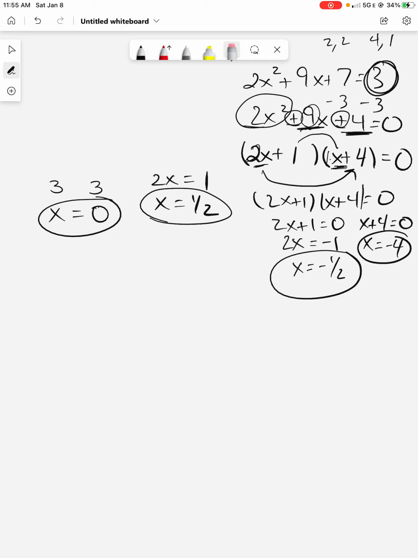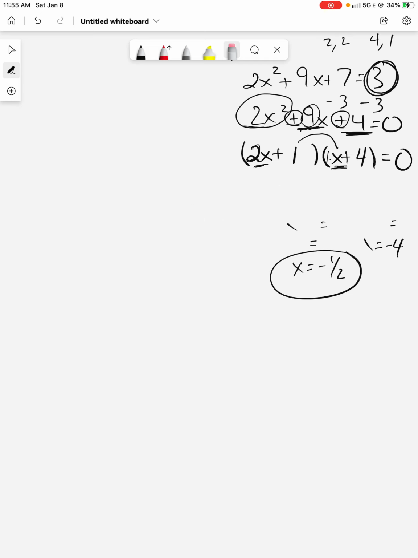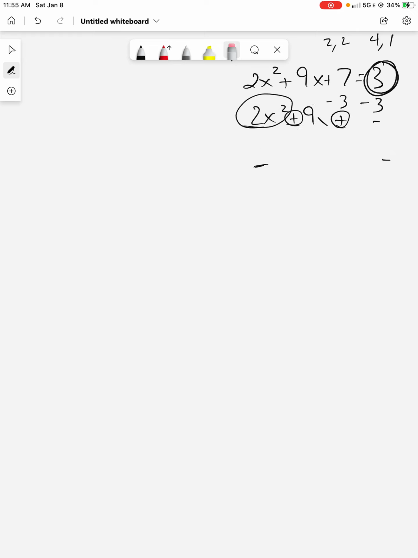Next, we're going to look at solving by extracting the roots. Sometimes when you have a quadratic, you only have a single term with a variable in it. For example, we might have something like 4x squared equals 12. In this case, because I don't have the x squared and the x, I only have the x squared, we can solve this by extracting the root.